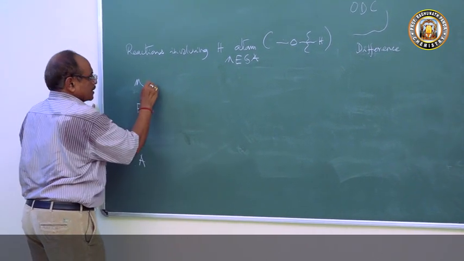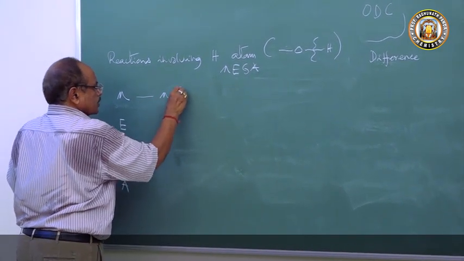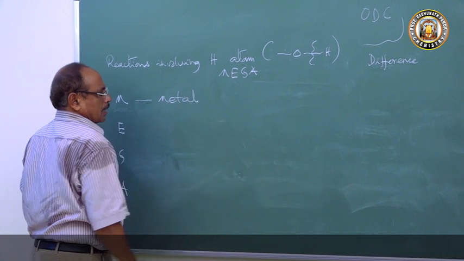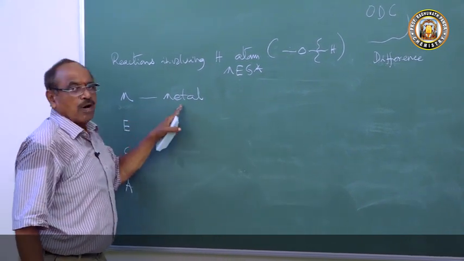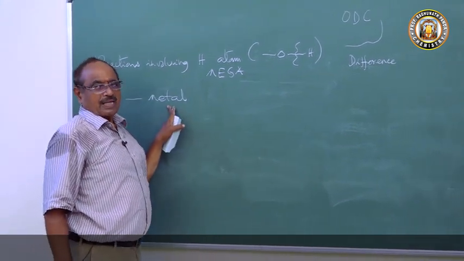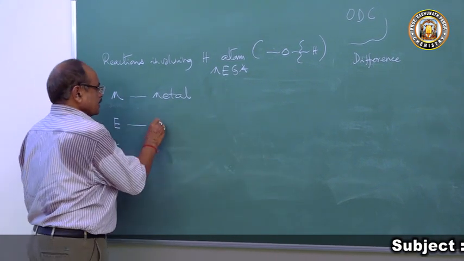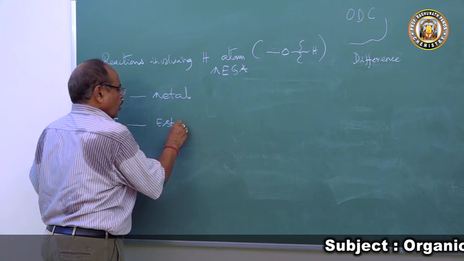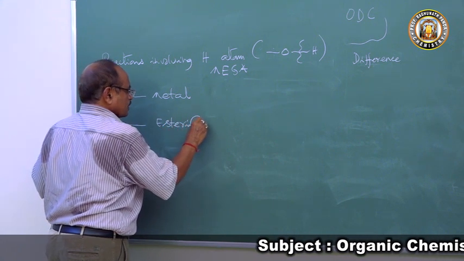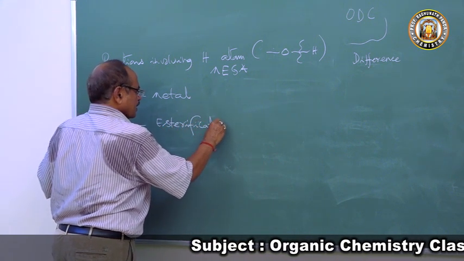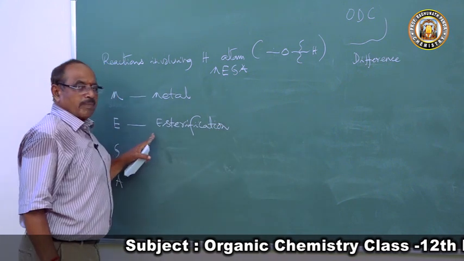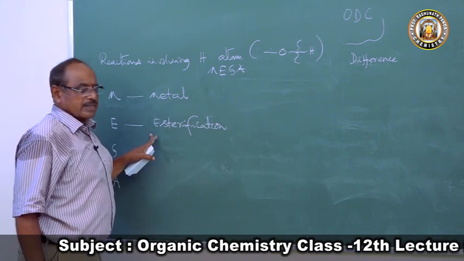MEGA. So, reaction with metals: all alcohols react with active metals to form the metallic alkoxide and liberate hydrogen. And E is the esterification. All alcohols react with carboxylic acid in presence of concentrated sulfuric acid to form an ester. The reaction is called esterification.